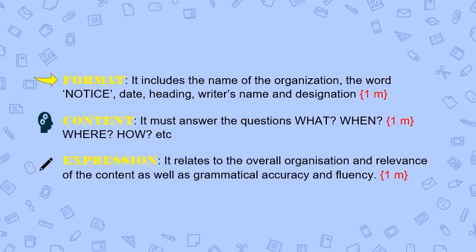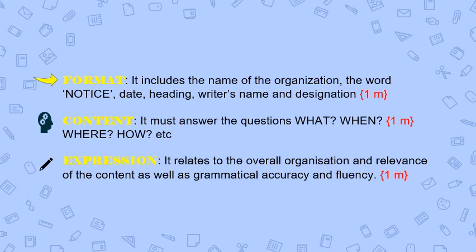Let's now see the parts of a notice and the marks allotted for each part. Beginning with the format. If you write the name of the organization, notice in capital letters, date, heading, writer's name, and the designation, then you will score 1 marks. And all these things fall as format.